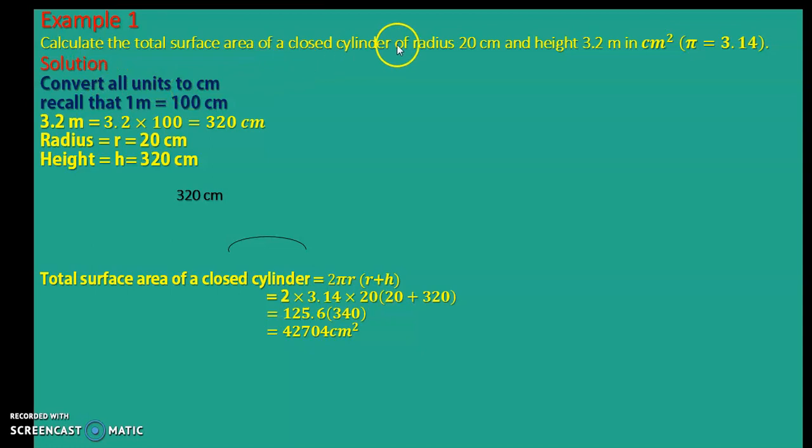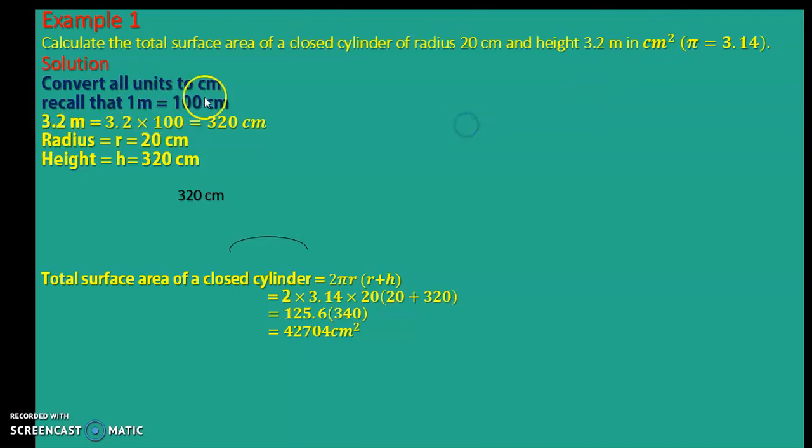Now, let's go back to our question. From our question, you realize that our radius is in centimeter unit and our height is in meter unit. So we have to convert the height that is in meter to centimeter because we are asked to give our answer in centimeter square. So in doing that, recall that 1 meter is equals to 100 centimeter.